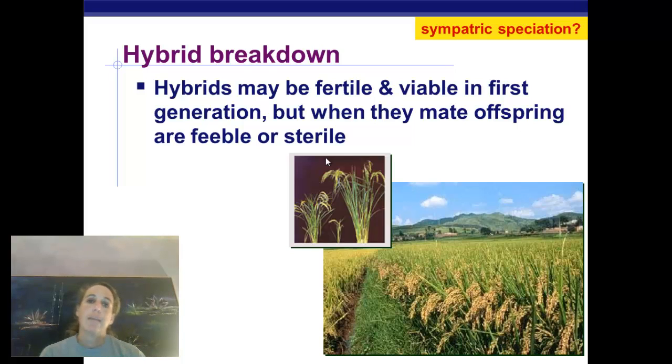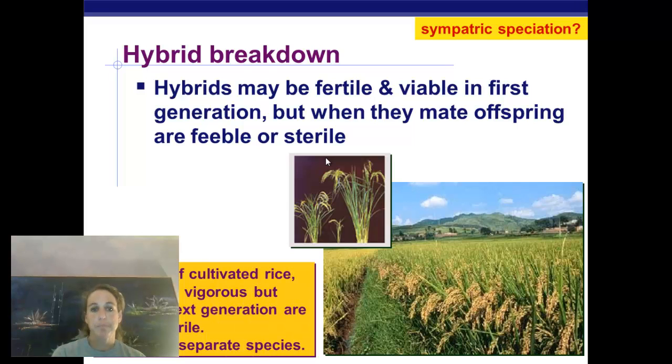Okay, then the last type is called hybrid breakdown, which is when hybrids may be fertile and viable, and so they get offspring. So the hybrid survives, it produces its own offspring, but then those offspring cannot survive. Okay, so it's a generation after. And so some of the cultivated rice is an example of this.